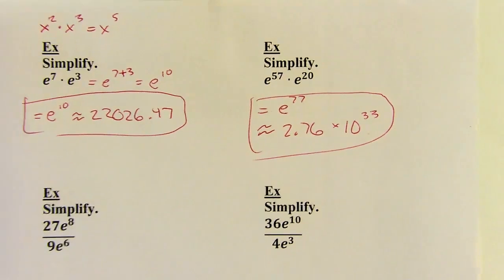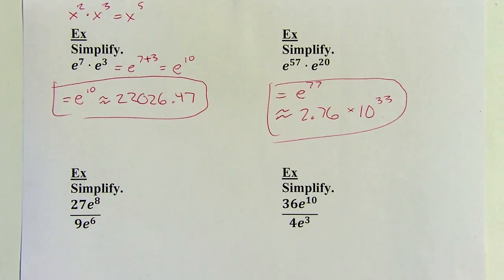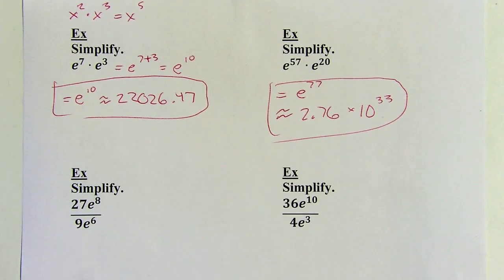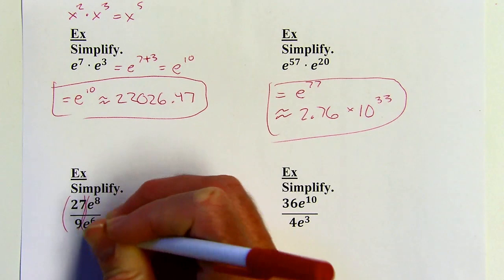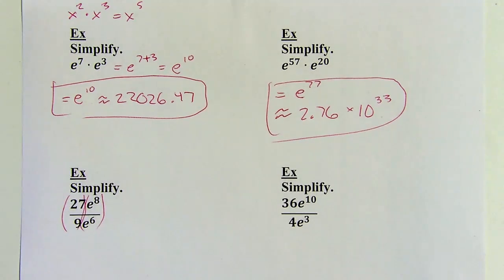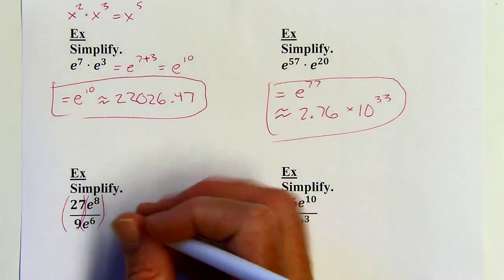All right, next up, I've got 27e to the 8th over 9e to the 6th. Well, you can kind of just break this into little parts. I kind of like to think of it like that. 27 divided by 9 is going to be 3.